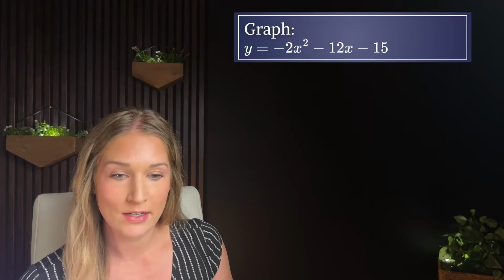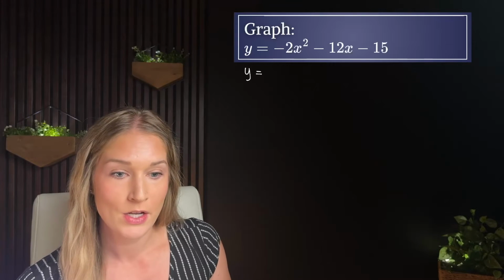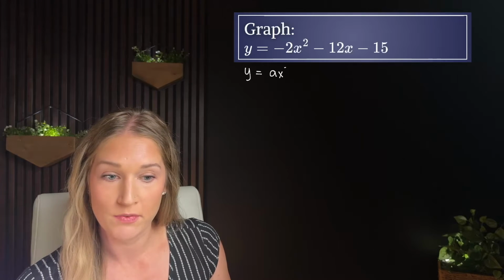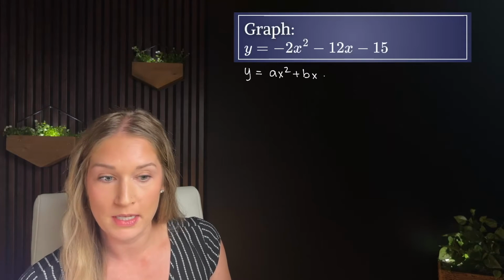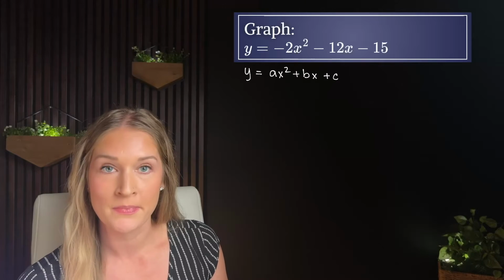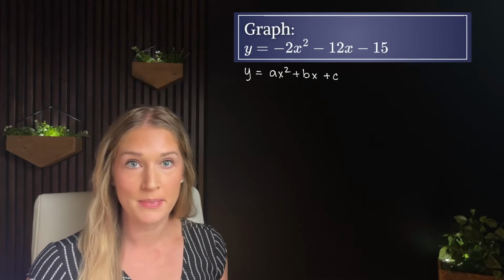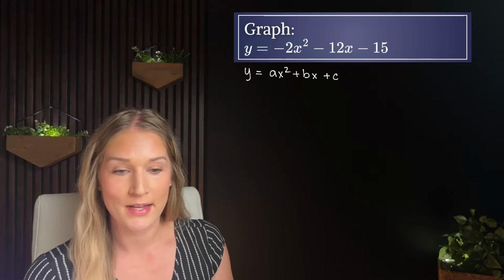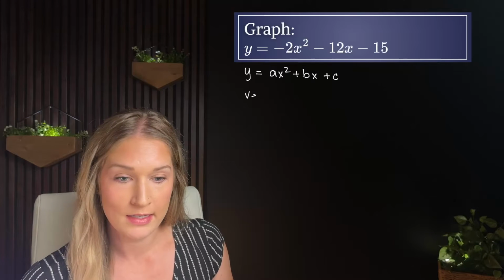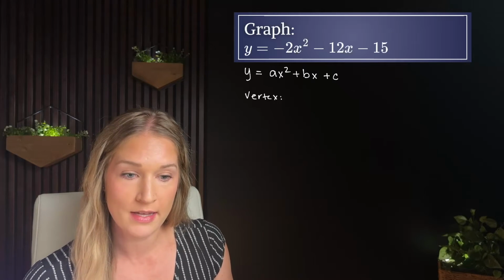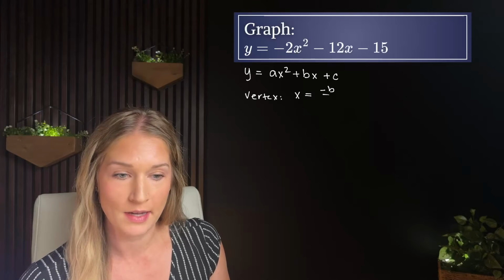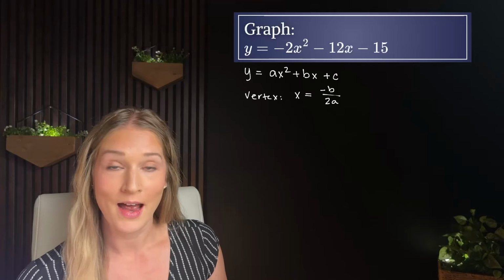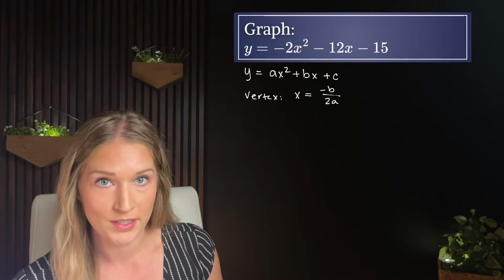So when you're in standard form, you've got your coefficient on x squared, which we usually refer to as a, and then your x has a coefficient we call b, and then your constant we call c. Using these values of a, b, and c, we can find your vertex. All we need to do to find the x value of your vertex is take the opposite of your b and divide it by 2 times a. And this will be the x coordinate of your vertex.